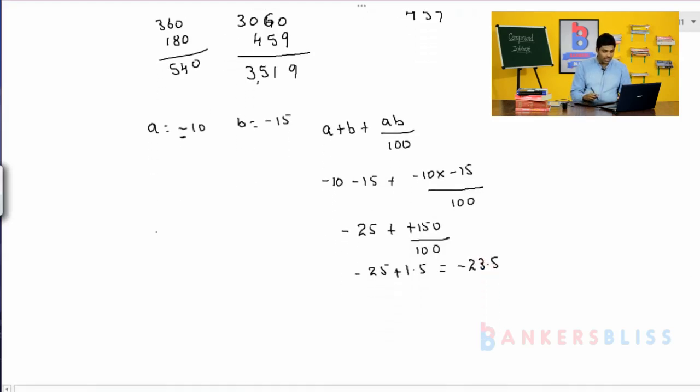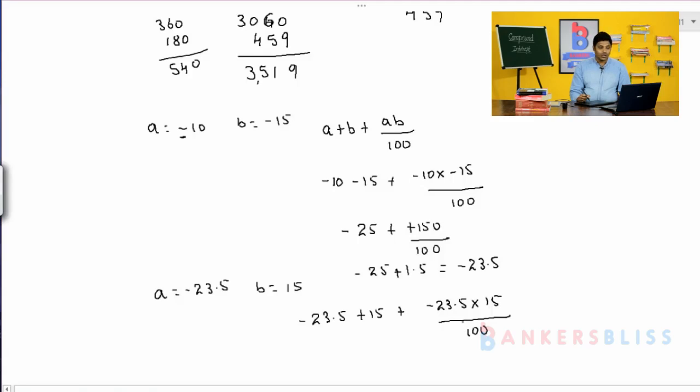Now, for the third year you have to calculate. So for the third year calculation, A will be minus 23.5 and B will be 15%, because 15% is the increase in the third year, plus 15. So A plus B plus AB by 100. So minus 23.5 plus 15, next plus of minus 23.5 into plus 15 divided by 100. Here it takes too much time. If you want to use the modified formula method, it takes time and you have to be good in calculation. So my sincere suggestion is to go for the conceptual method.